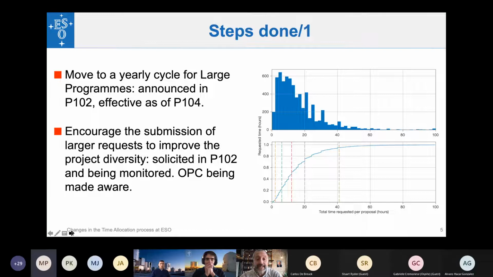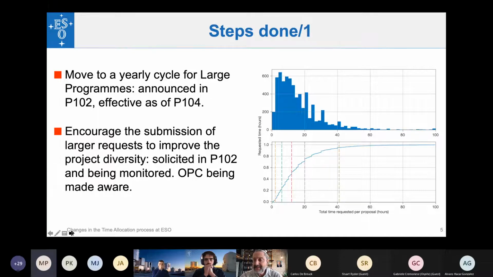And in parallel with that, we have also proactively inserted some instructions in the call for proposals encouraging the submission of larger programs. You see here in the diagram to the right the time distribution, with hours on the horizontal scale and number of proposals. I can tell you the median submission time is 16 hours, which means that 50% of the VLT proposals, this is only VLT proposals, request 2 nights or less.